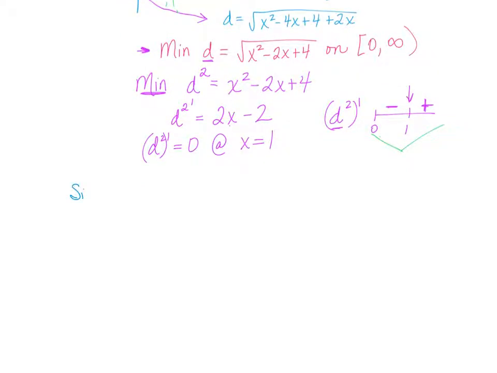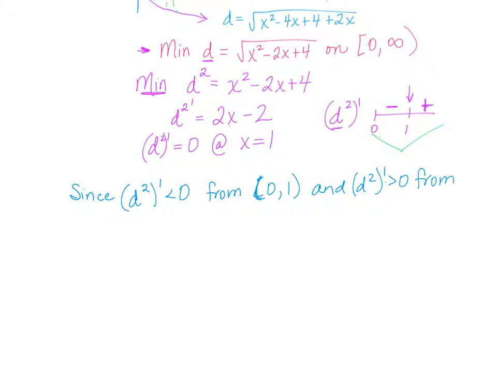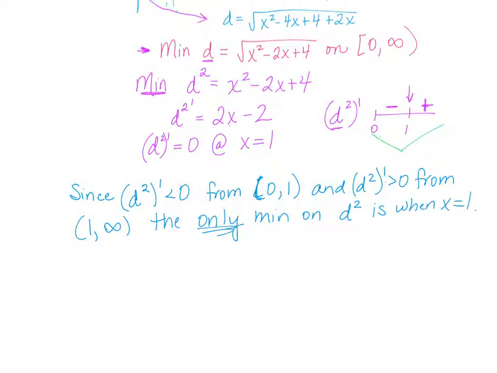You're going to say, since the derivative squared is less than 0 from 0 to 1, and I could put an open circle on that because you're talking about the interval, and positive, I'll write it mathematically, I guess, from 1 to infinity, the only minimum on the derivative squared graph is when x equals 1. Okay, that is a key sentence.